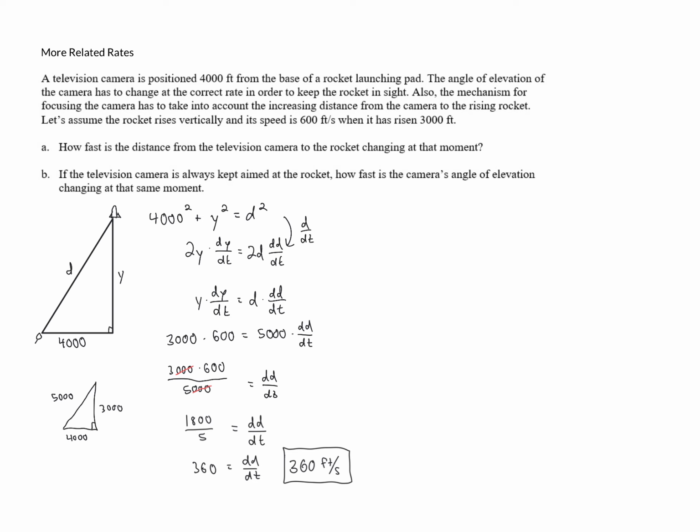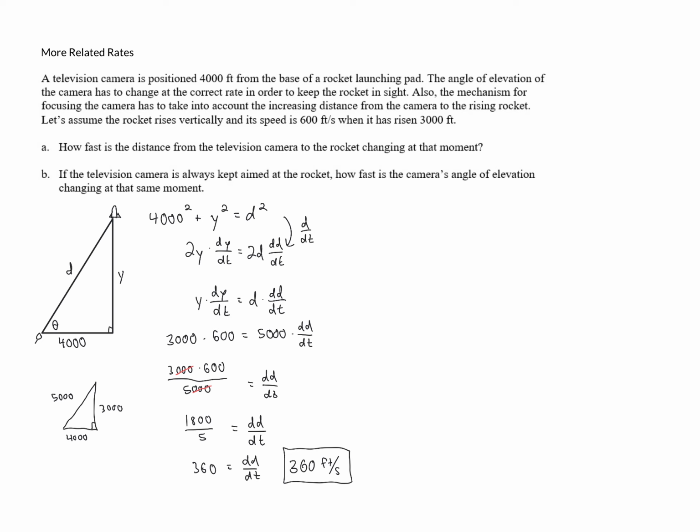This is the part where we're going to have a little bit of trigonometry. Part B asks, if the television's camera is always kept aimed at the rocket, how fast is the camera's angle of elevation changing at that moment? Well, the angle of elevation, I'm going to call it theta, is the angle between the ground and the rocket from the point of view of the camera. It's the angle of the triangle at the camera. So that is theta. And we want to know what d theta over dt is.